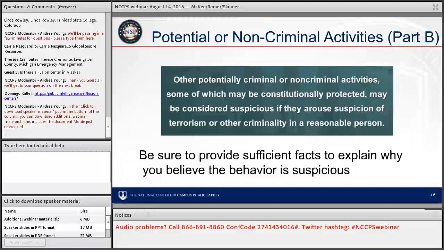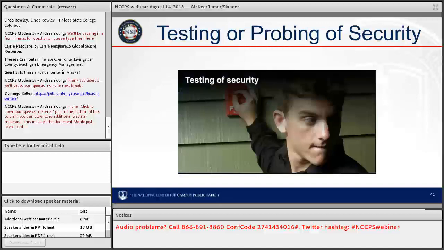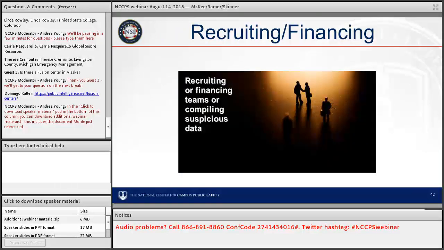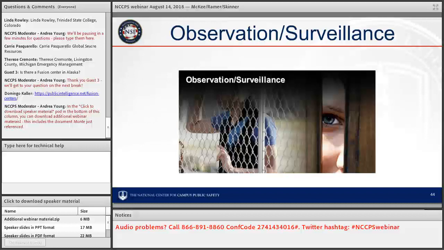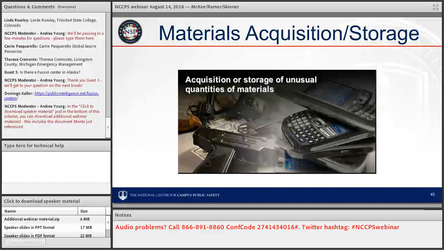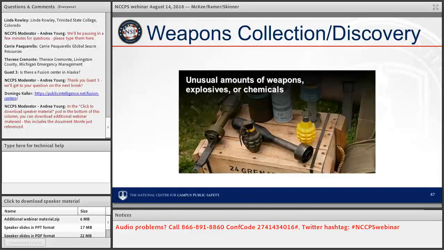And that first one in slide 40 is listing information. Slide 41, testing or probing of security. Slide 42, recruiting or financing. Slide 43, photography. Slide 44, observation surveillance. Next, materials acquisition and storage. Slide 46, acquisition of expertise. Slide 47, weapons collection or discovery.